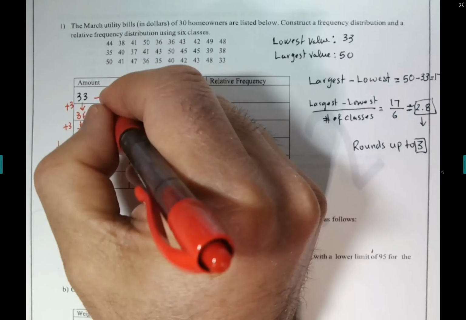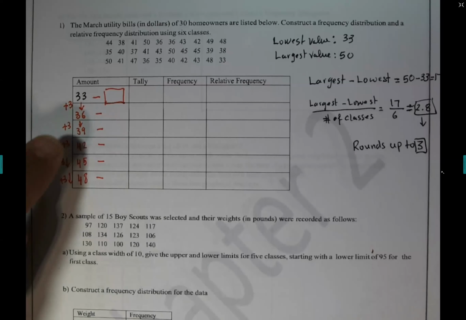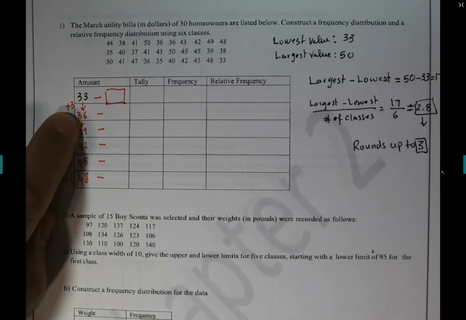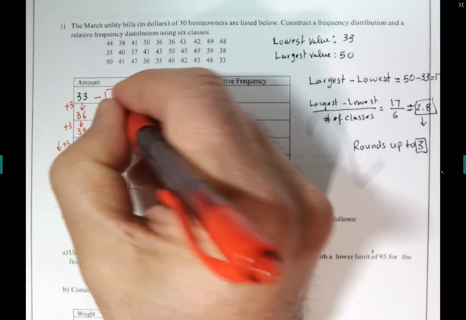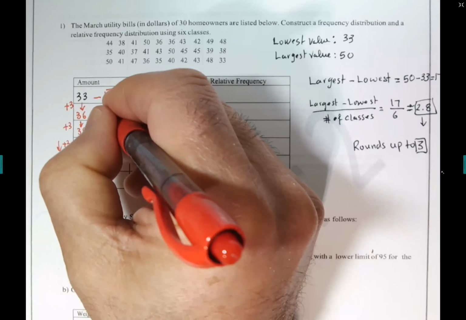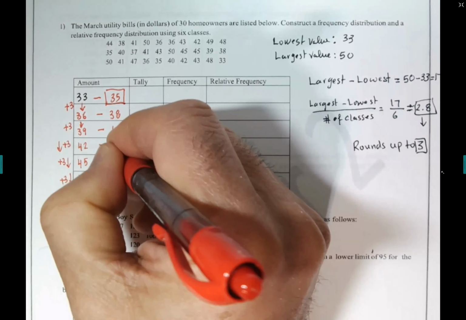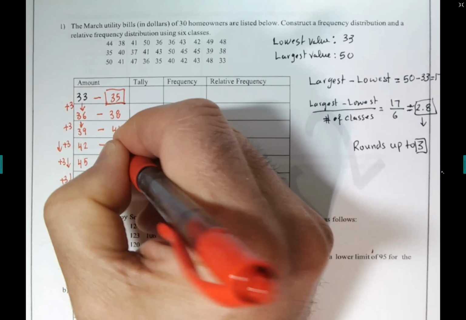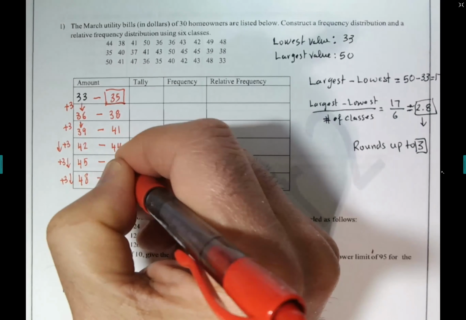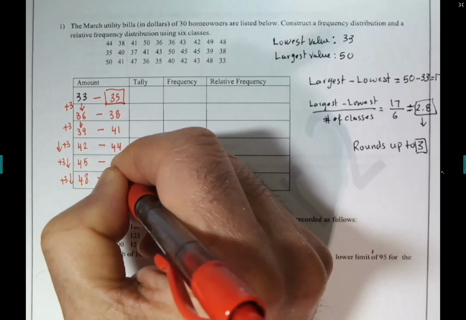Any guesses? What do you think the value here should be? From 33 to what? 35. Exactly, because it's the value immediately before 36. You got it. And add 3, guys, exactly the same way. 38. 41. Don't worry, it's going to cover the 50. We're going to get to 50. Even sometimes we go beyond 50. That's fine.